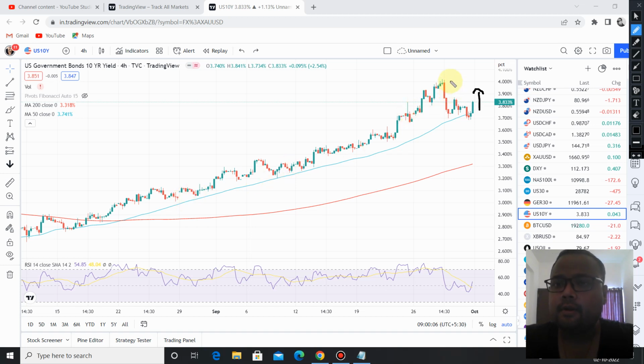When US government bond made these candles, everybody on the chart of gold thought that there was a trend reversal on gold, but no, it was just the correction on government bonds. As a result, we saw some recovery. So overall, the pressure on gold may continue because of these ongoing factors in the market.